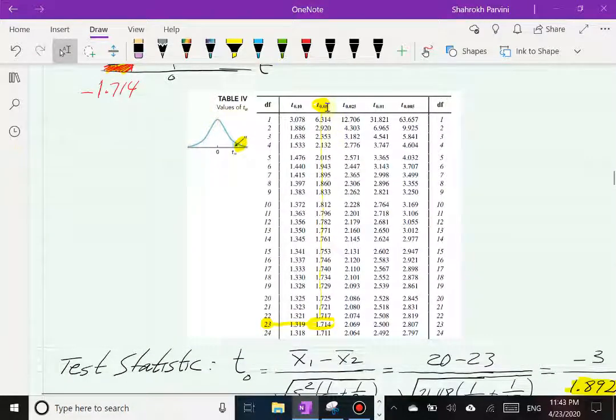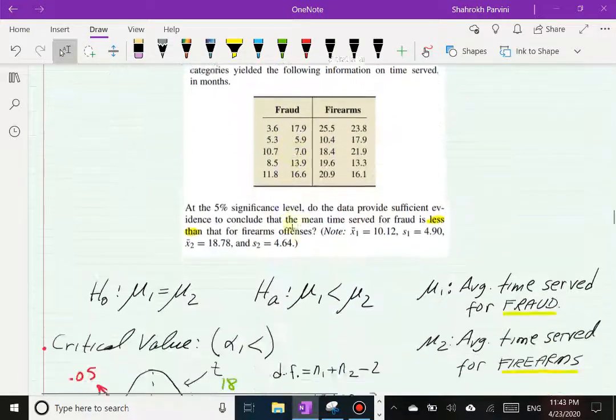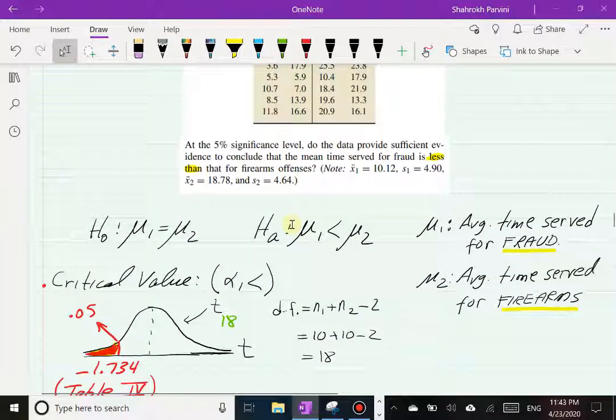So we are in the .05 column, and this time 18 degrees of freedom right here. And again, that would be 1.734. That's this number, 1.734. So that's how I got 1.734 for this exercise. Now, once we calculate our test statistic, if it falls into this region, we're going to reject. Otherwise, we do not reject the null.